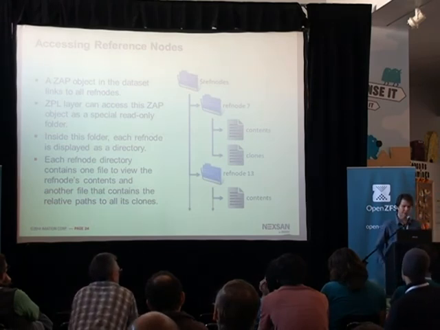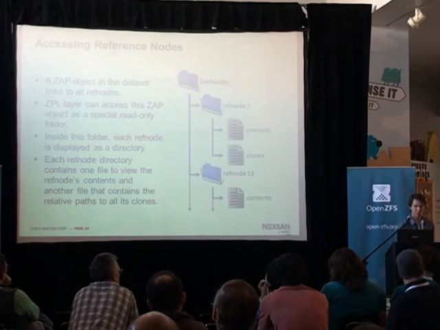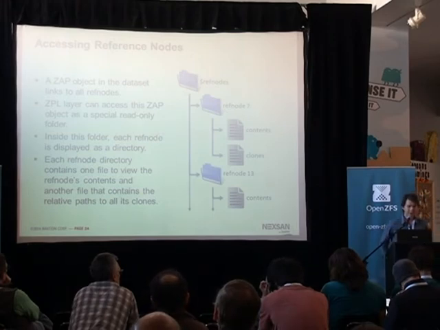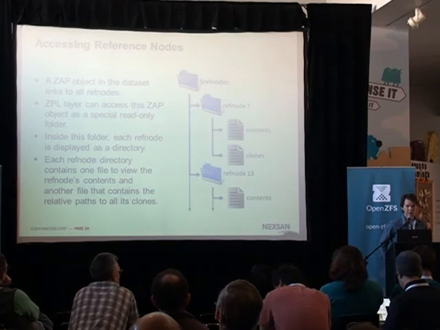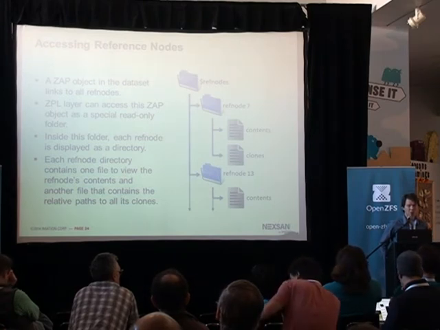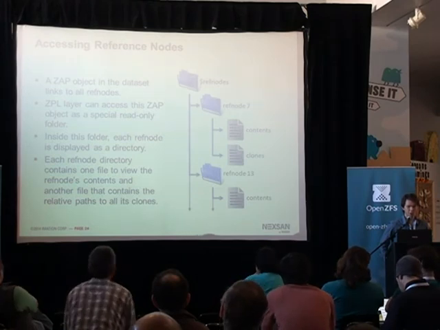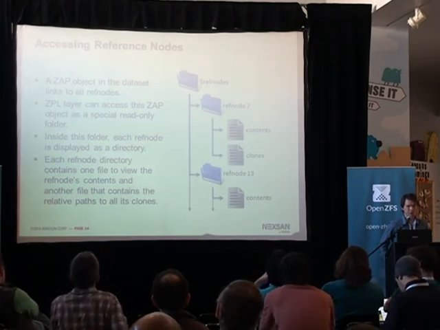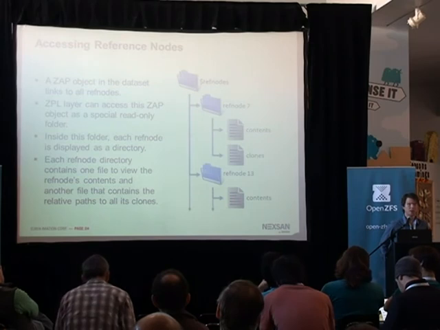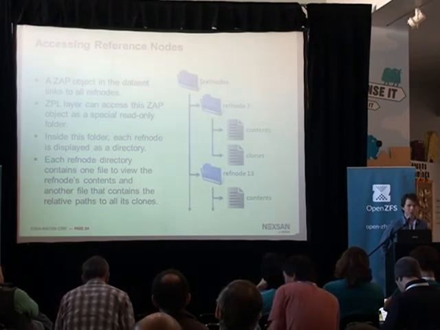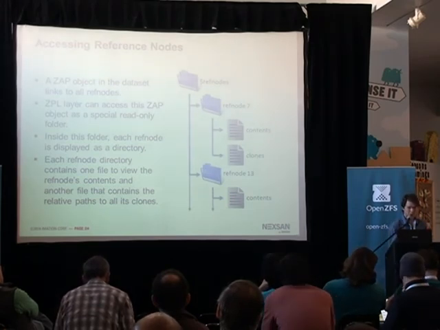So basically what that means is that we create a special folder inside of the root dataset which is visible to the file system. And inside this folder we create one folder for each reference node. And inside this folder we have one file called content, which is the original content of the clone, and the clones file, which contains the relative paths to all the clones of this reference.